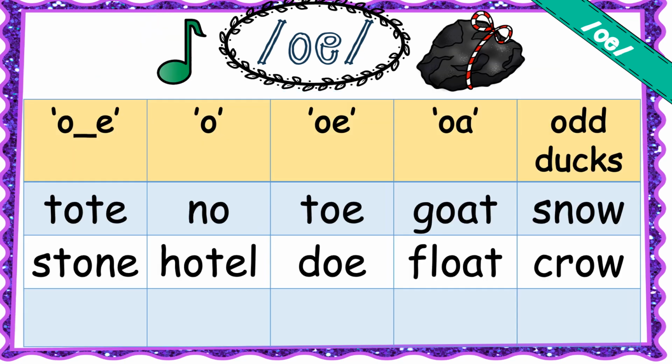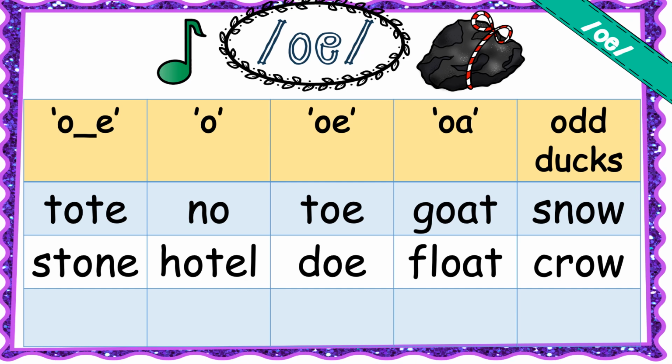Okay, so let's look at our different ways to make the O sound. You have the O consonant E, which is the magic E. Our two examples are tote and stone. They're going to end in an E, so that E is that magic E that tells you that vowel has got to say its name. You don't actually hear the E.